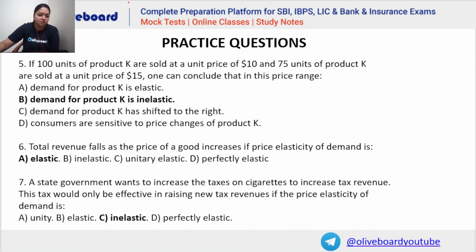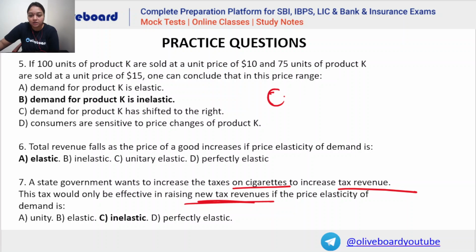Now what is the 7th one? A state government wants to increase the taxes on cigarettes to increase tax revenue. This tax would only be effective in raising new tax revenues if price elasticity of demand is. Right. So now we know the answer is inelastic. How is it inelastic? Now let us explain. So let us say cigarettes, let us call it C.